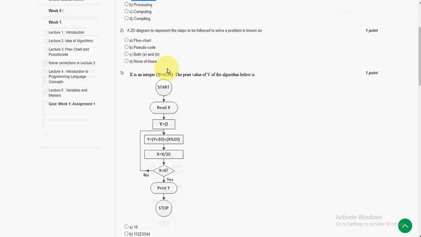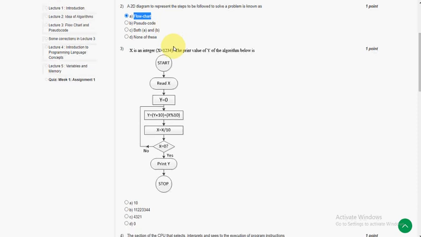And second question. A 2D diagram to represent the steps to be followed to solve a problem is called a flowchart. So again, option A, and moving on to the third question.